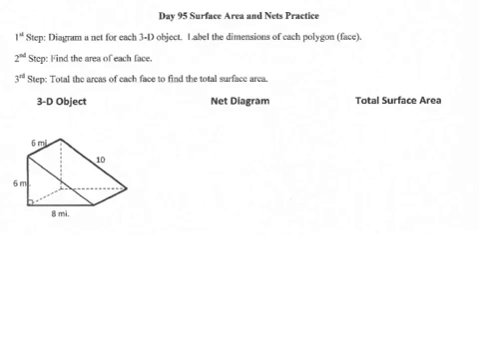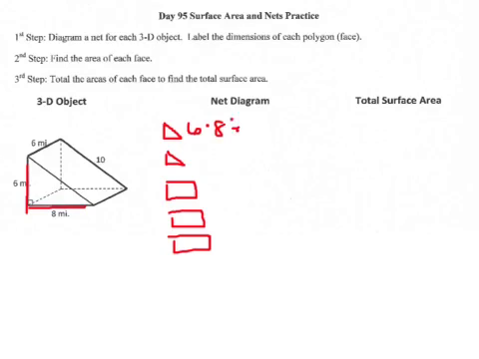So this right here is a triangular prism. It has 5 sides. It has 2 triangles, and it has 3 rectangles. For the triangle, it is a 6 by 8, so you go 6 times 8 divided by 2, and it's going to be the same for the other side, 6 times 8 divided by 2.